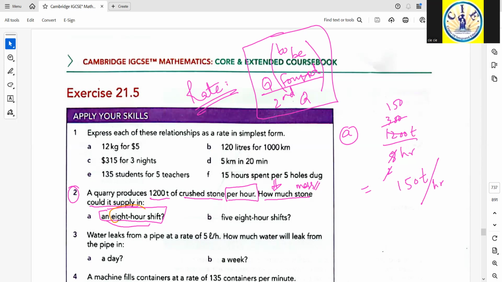Since that shift is of 8 hours, we need to multiply this rate by 8. 8 times 150 tons per hour. So simplifying it, we can have it for one shift containing 8 hours. Okay.